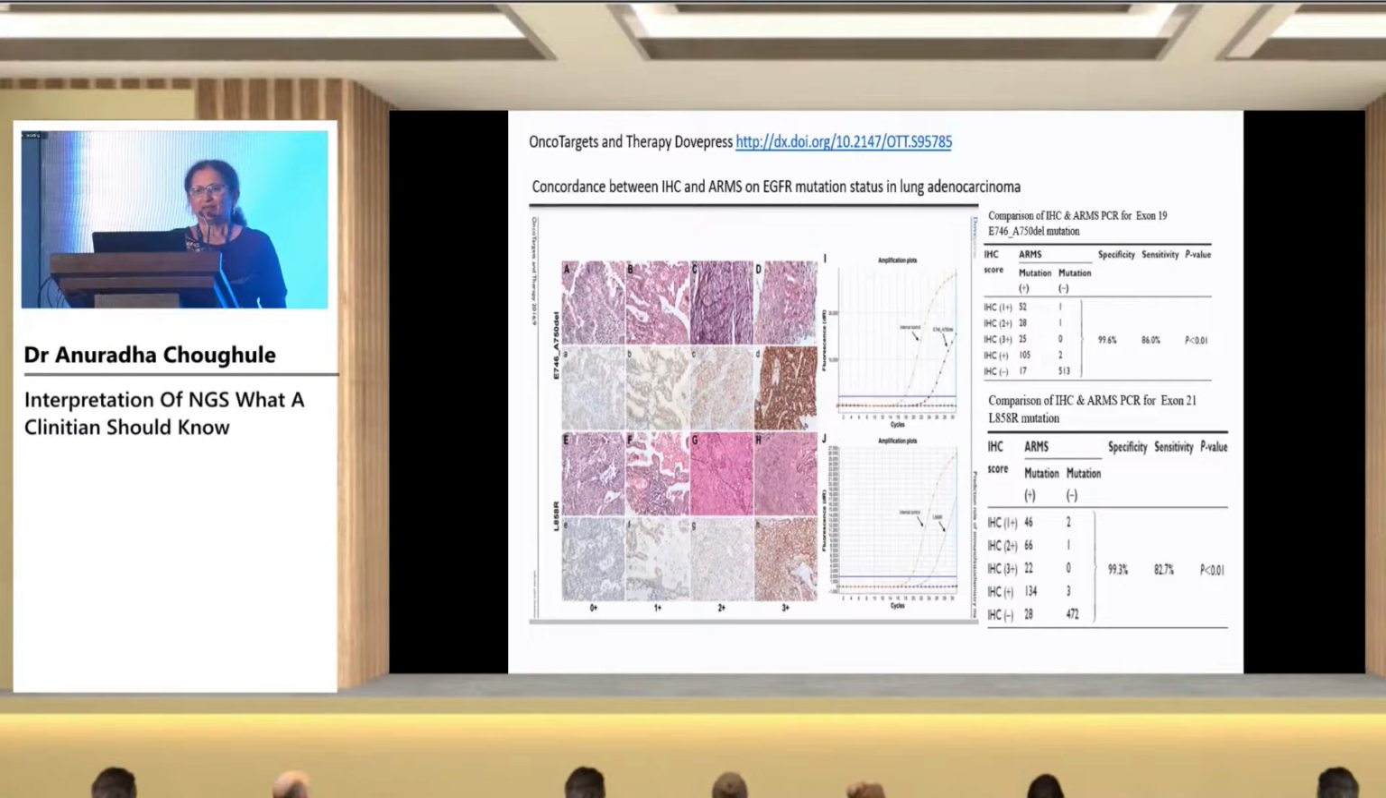So, in this 10 minute talk, I will discuss by which method you can detect the EGFR mutations, and as well which one takes priority. As you all know, in IHC, there are only two monoclonal antibodies with which you can detect exon 19 and 21.